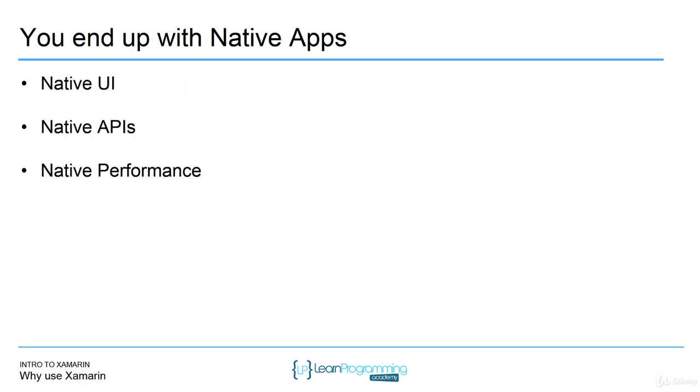And finally, something that we have already covered in the previous lecture, you end up with native applications. That's right. You end up with an application that uses native user interfaces, that uses native APIs, and because of this has native performance. So your users will actually enjoy the application better than if it were, for example, an HTML5 application.